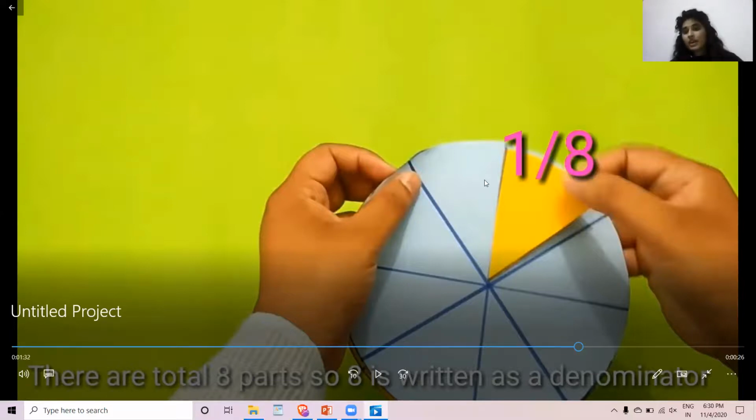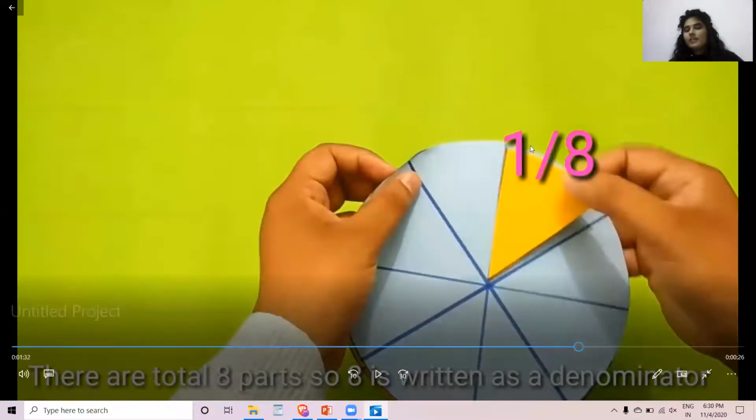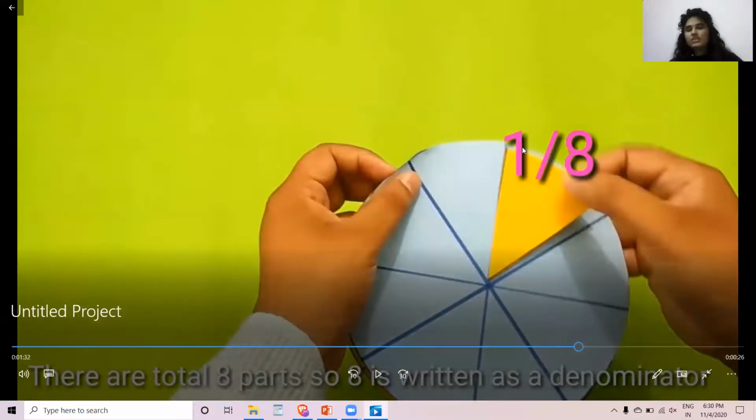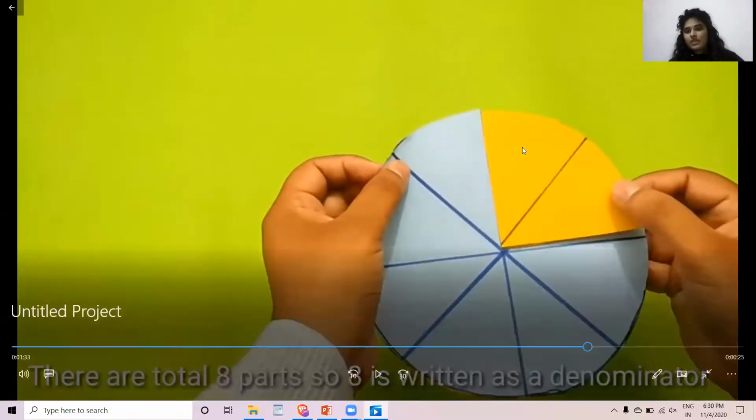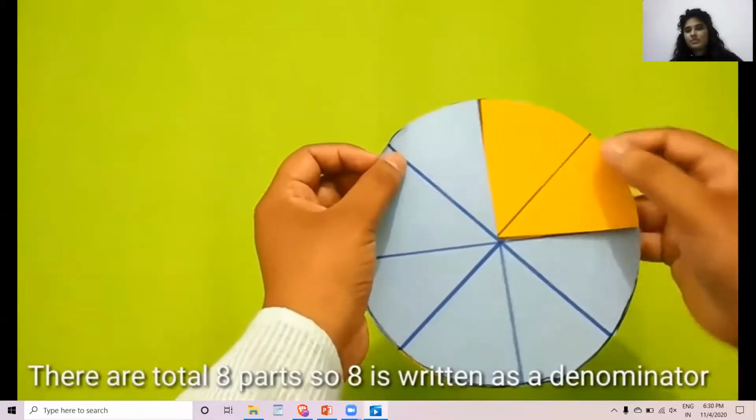Now I am dragging the yellow part over this violet circle. So now I am considering which part? One part. So 8 should be in the denominator, means below, and 1 should be in the numerator. So this fraction is 1 by 8. Now let's move to next. So now you can see here how many yellow part we have here? 2. So 2 parts and total parts 8. So 2 by 8 must be the fraction.